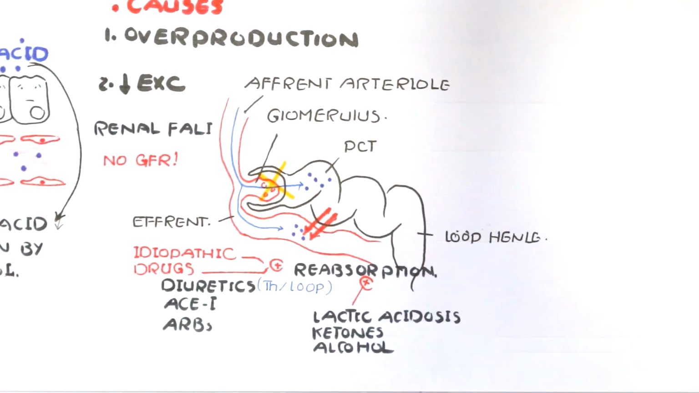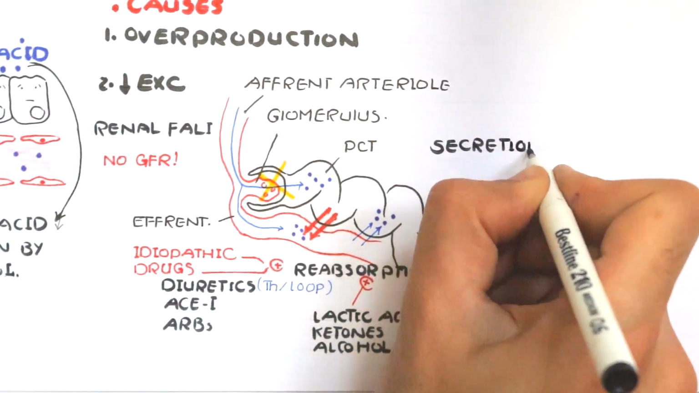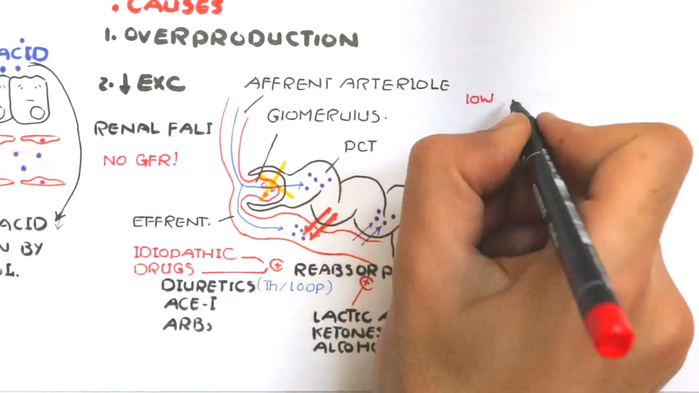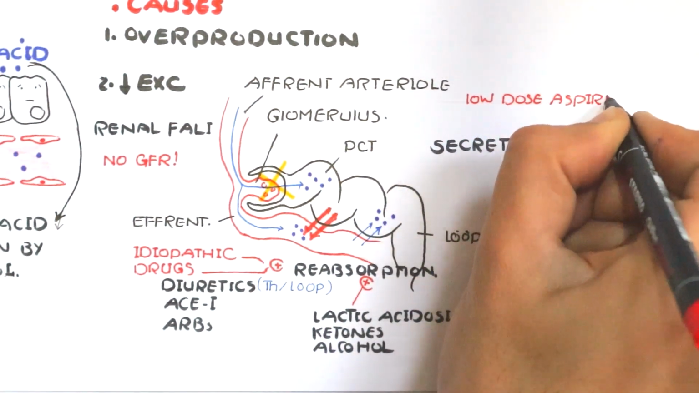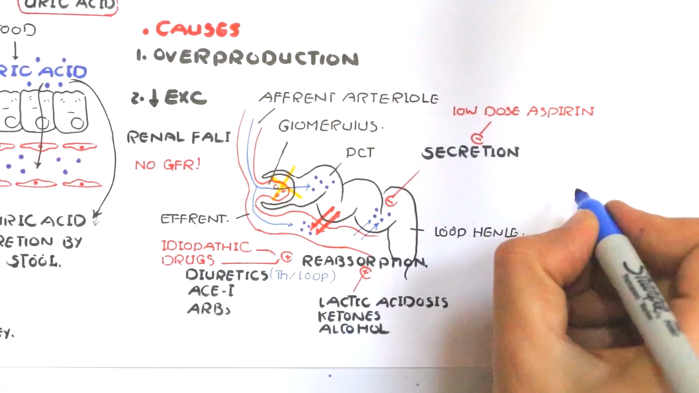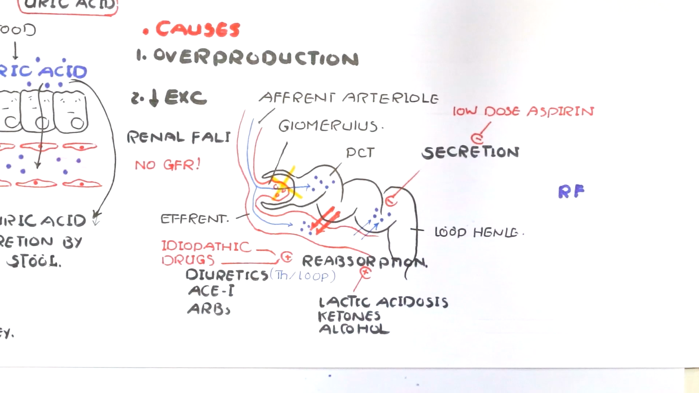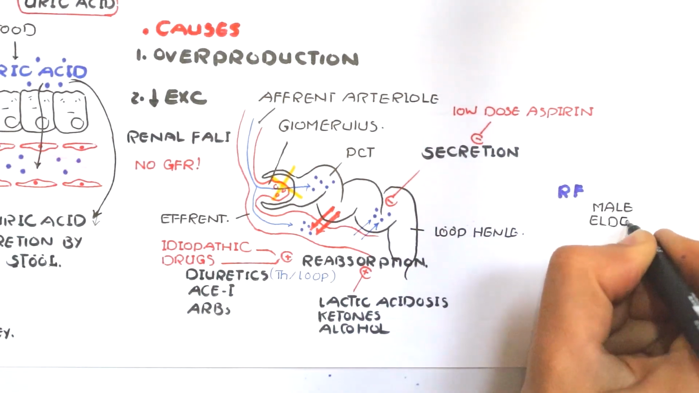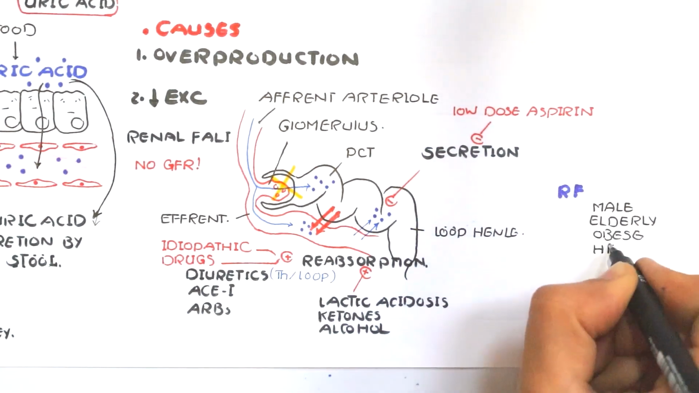There is another process called renal secretion. Uric acid is secreted from blood vessels into the proximal convoluted tubule. Low-dose aspirin can inhibit renal secretion, keeping uric acid inside blood vessels and causing hyperuricemia. Risk factors for gout are being an elderly male, diabetic, hypertensive, and consuming a lot of alcohol.